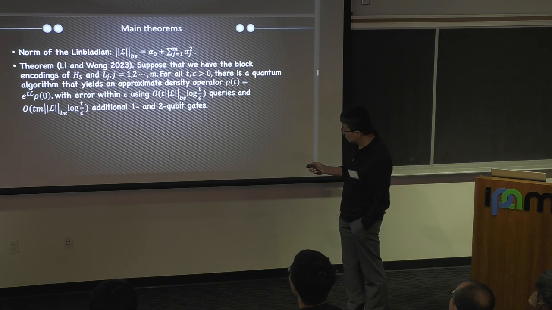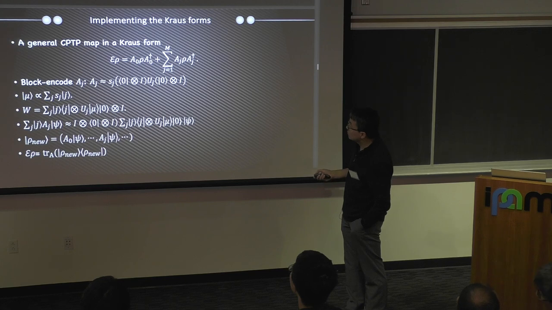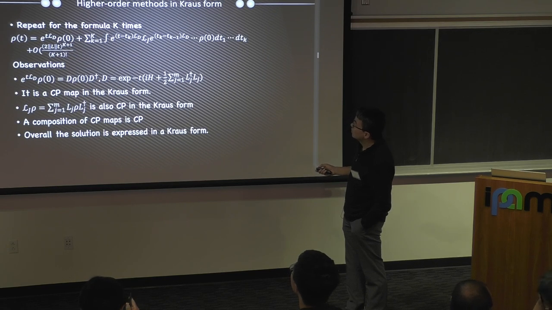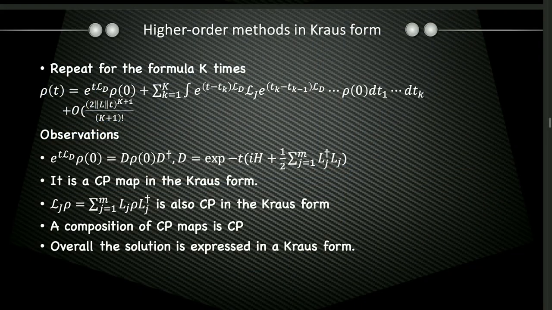LJ is not unitary, right? So LJ is what? You have an LD. Which one's the non-Hermitian? Oh, this one is. LD is non-Hermitian. That's right. And LJ are the jump operators. The jump operators. So, yeah. All right.